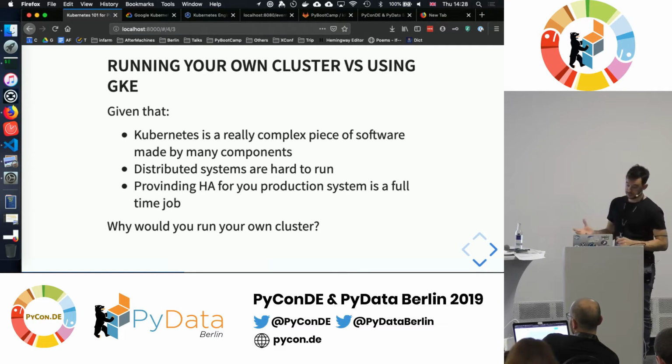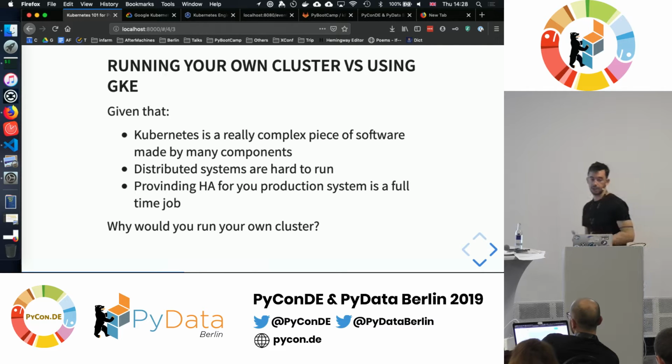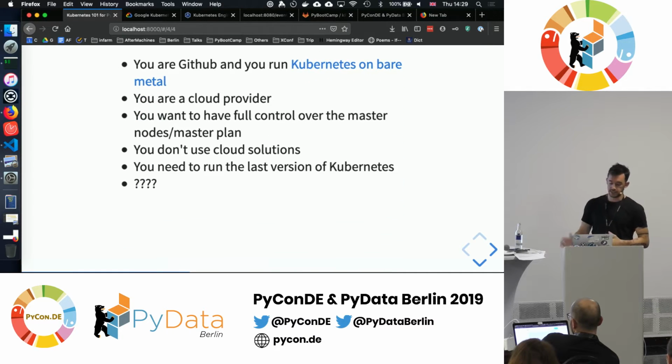And like I said before, providing HA, which is high availability, on a production system, depending on your workload, can be really a full-time job. So why would you run your own cluster? Because there are a couple of companies that are running their own cluster. An example is GitHub. They are running Kubernetes on bare metal, so they don't use virtualization. They own servers, and they run Kubernetes on their servers. Any idea why GitHub is running Kubernetes on bare metal and not in the cloud?